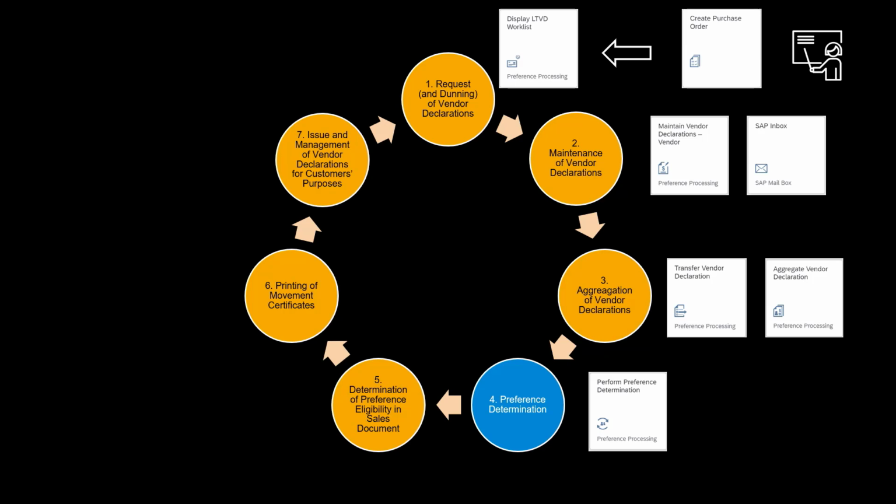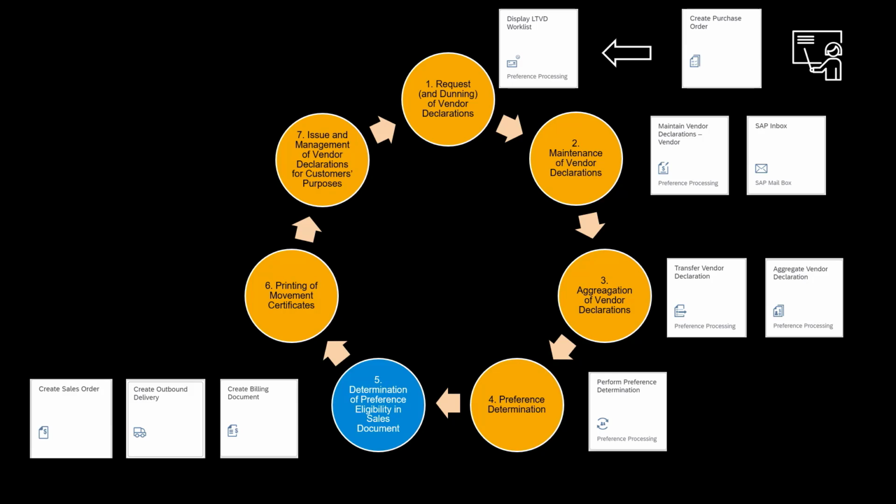During preference determination, GTS determines whether or not products are authorized or eligible for preferential customs duty. Preference determination is based on preference rules that may differ between trade preference agreements. For each sales document, the actual eligibility for preferential treatment is considered and determined, since eligibility often depends on the actual sales price compared against the defined threshold value determined in the previous step.